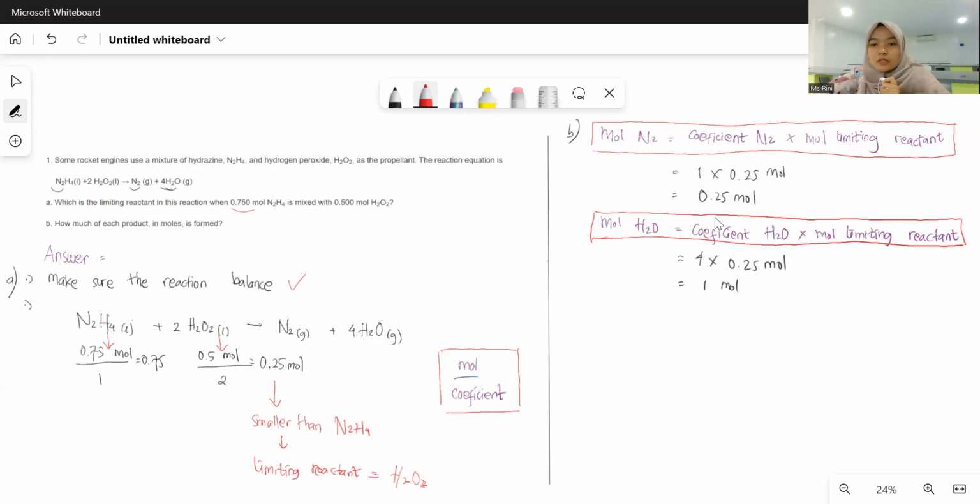We have another product that is H2O. The same formula, so coefficient of H2O multiplied by mole of limiting reactant. So 4 times 0.25, so it becomes 1. So yes, that's it. It's easy, right?